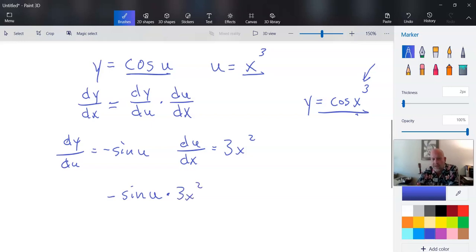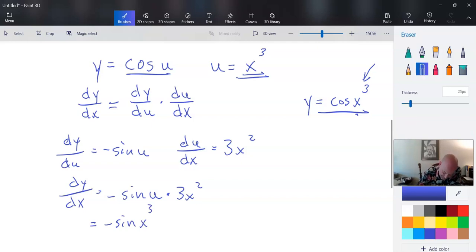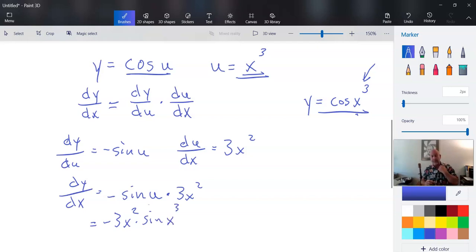Now, you wouldn't leave the u in there because what I'm looking for is dy/dx. That means I need to have everything in terms of x's. Well, I already know u is equal to x cubed. Actually, let's rewrite it this way. I want to put that 3x squared first, so it would be negative 3x squared times sine of u, and since u is x cubed, this is sine of x cubed, right?